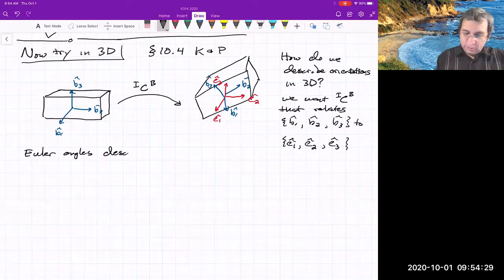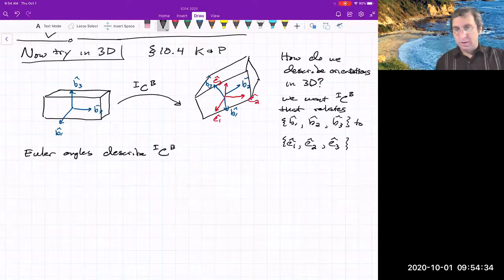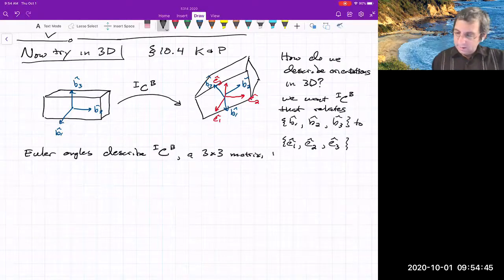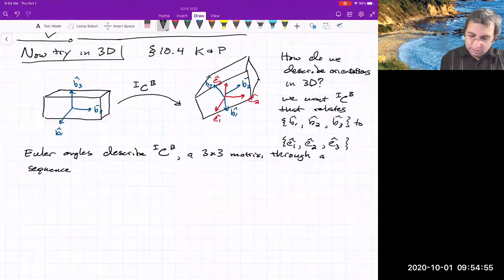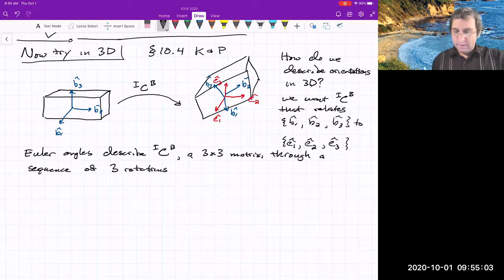And what do the Euler angles do? The Euler angles describe this matrix that describes the orientation of the B unit vectors with respect to the E unit vectors, which is going to be a 3x3 matrix. The Euler angles describe this through a series, actually a sequence of 3 rotations. And we'll get into that.